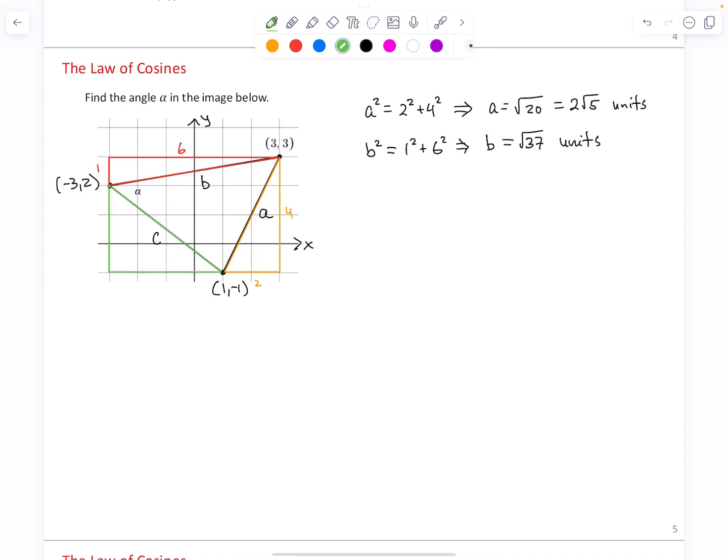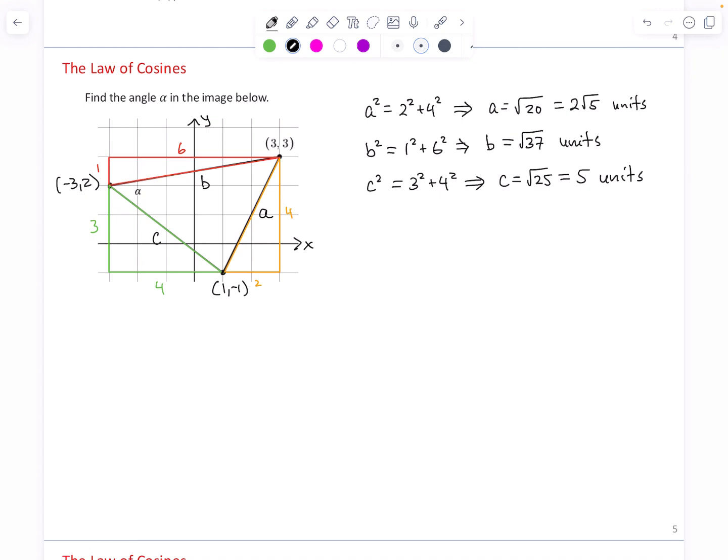And C is the hypotenuse of this green right triangle, and the legs are 3 and 4. So C squared must be equal to 3 squared plus 4 squared, giving that C is the square root of 25, or 5 units. Now my goal here is just to find alpha.